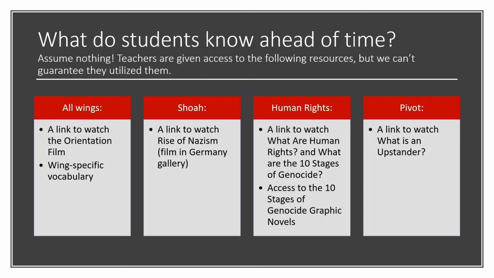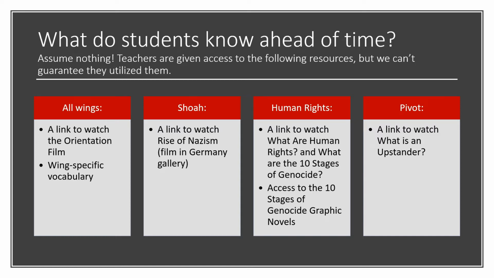So depending on the wing, of course, teachers are given different pieces of information and resources. Every single tour, every single wing is given access to a link to watch the orientation film. The orientation film is what you would see if you are at the museum, you enter the orientation theater. It introduces those 4 behavior types, right? Upstander, bystander, victim, and perpetrator, and it gives a brief background to the history of anti-Semitism. So, they have access to watch this.